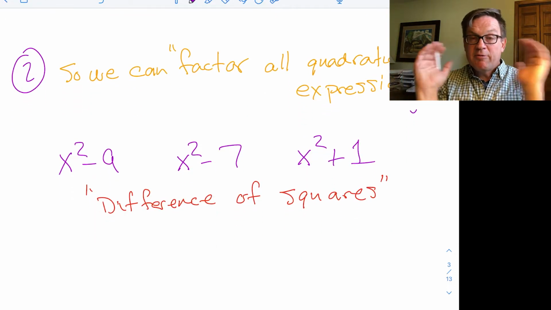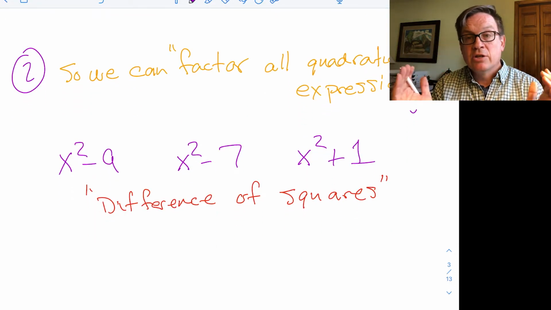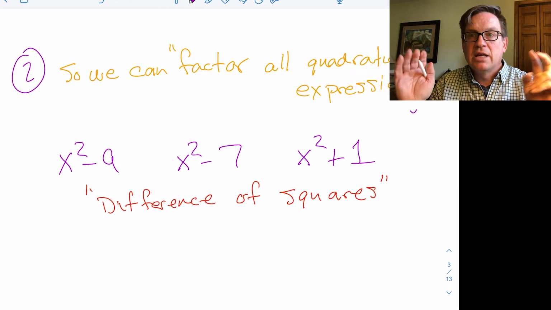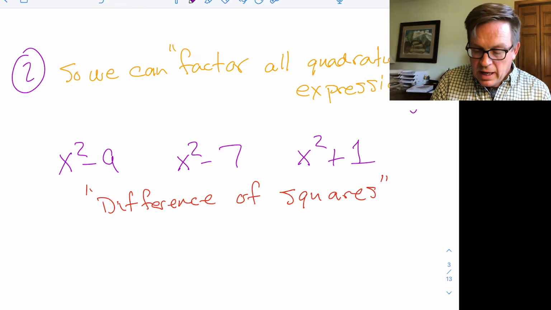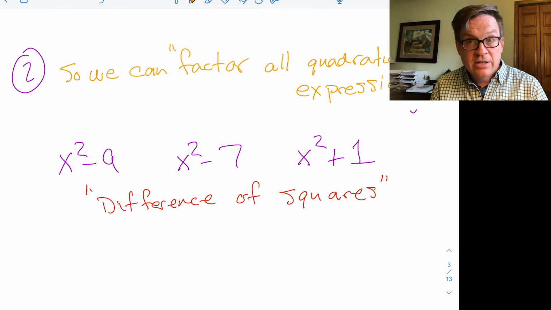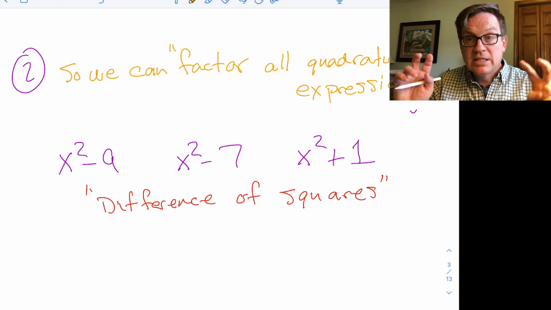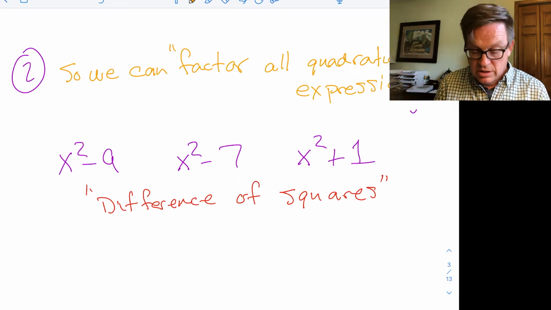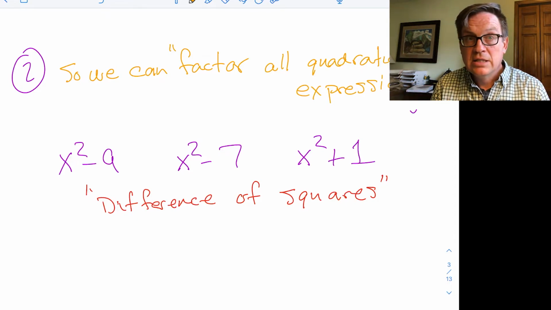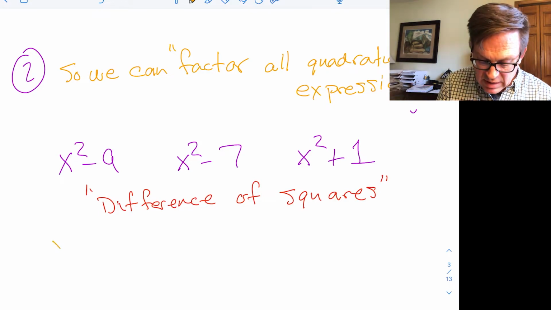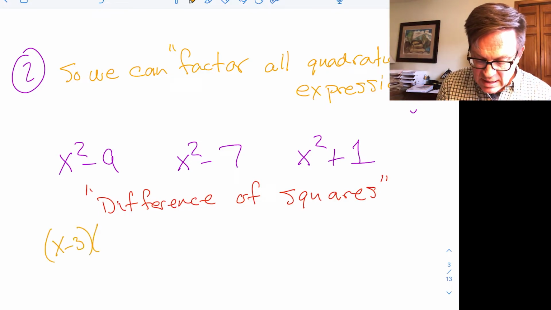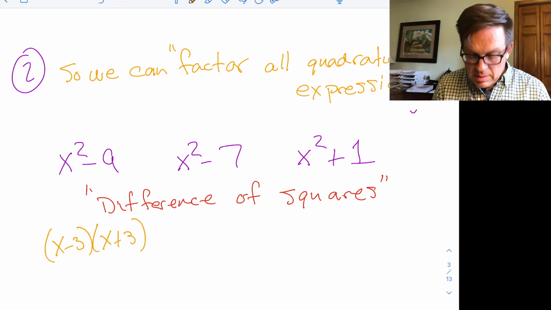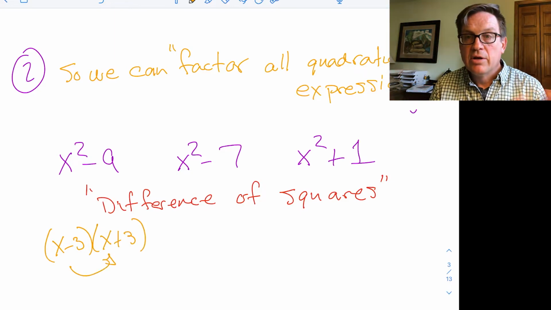Another thing is you'd like to be able to factor. So we've done factoring, and a lot of times I've said it doesn't factor nicely. Each of these three expressions is the difference of squares. x squared minus 9, since 9 is 3 squared, we can write that as x minus 3 times x plus 3. And remember, if you FOIL this out, the negative 3 and the plus 3, the middle terms cancel out. So you just get x squared minus 9.